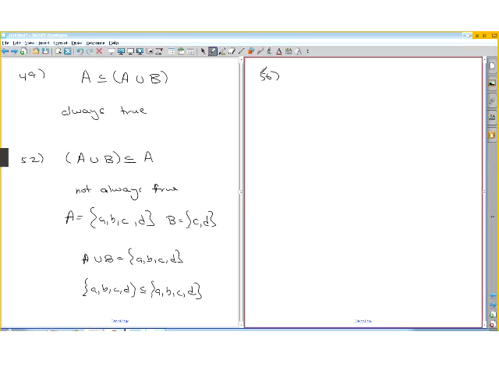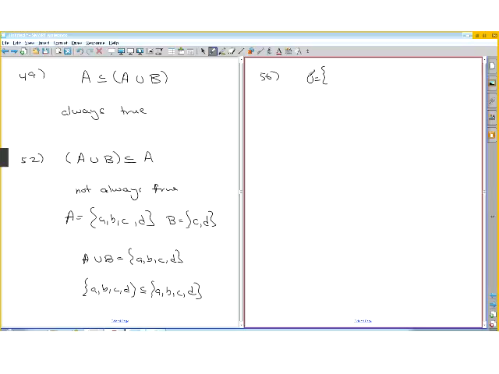Exercises 55 through 60. Use your results in parts A and B to answer part C. Let's see, how many do we have here? 55, 56, 59. Okay, yeah, let's go ahead and do this.